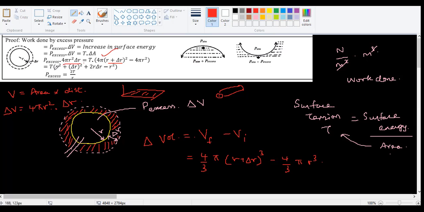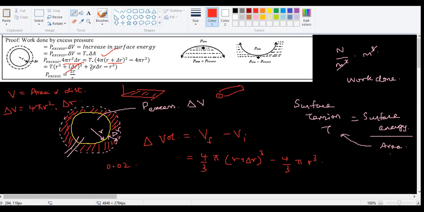So do the cancellations. After this it's your job. I don't have much to explain. Again, as we always do, whenever it is delta, the delta r means it's a very small number, something like 0.02. So when you do the square or the cube terms, they will go away, which means this delta r whole square term will get cancelled out.